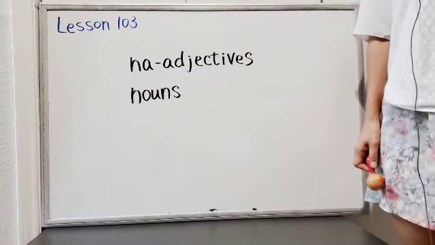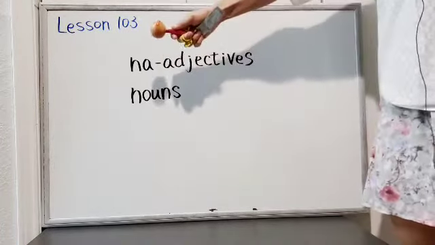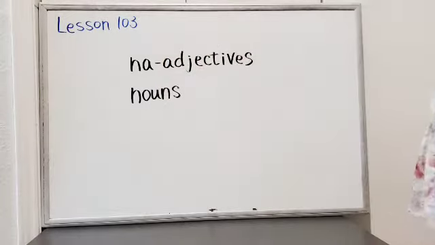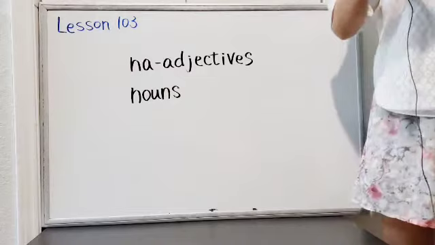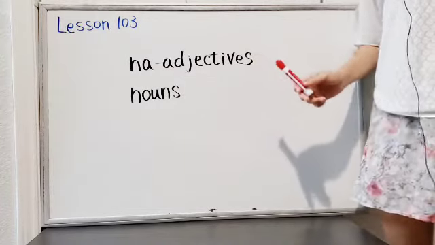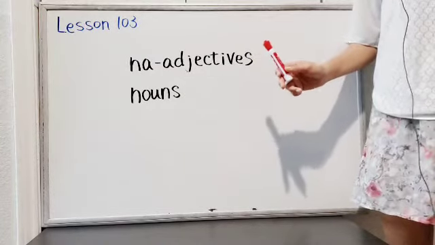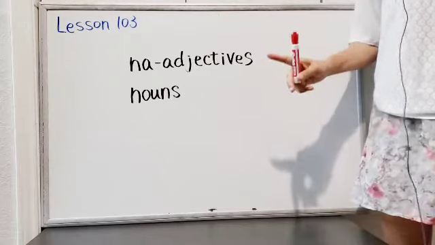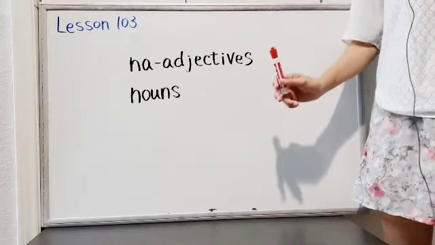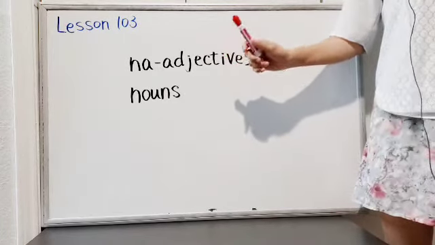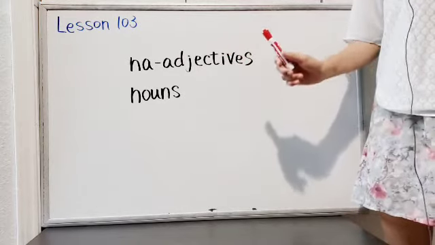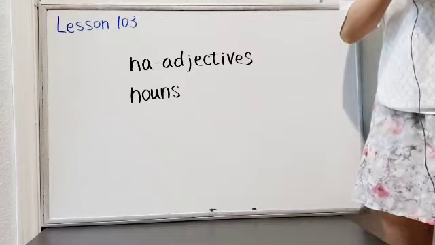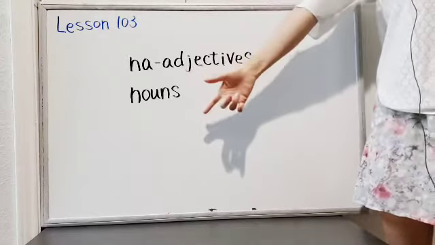Hello, こんにちは. It's Sushi-chan. How are you doing? Last time we learned how to change i-adjectives when you want to connect several adjectives in one sentence. Then, how about na-adjectives and nouns? Let's learn that today. Are you ready? Let's get started.